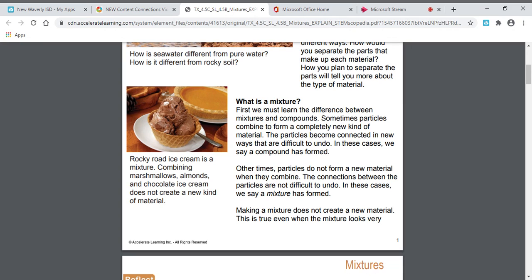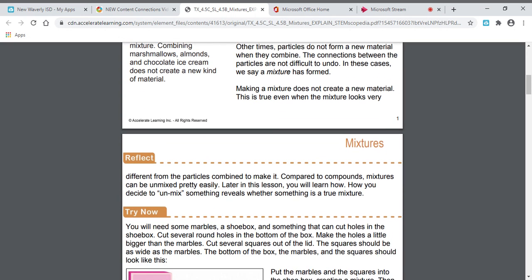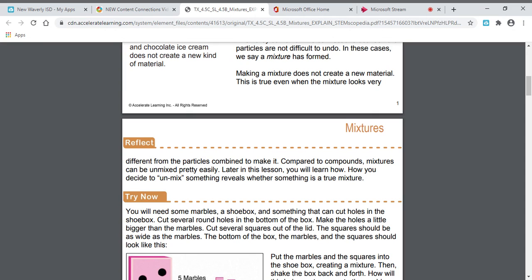Making a mixture does not create a new material. This is true even when the mixture looks very different from the particles combined to make it. Compared to compounds, mixtures can be unmixed pretty easily. Later in this lesson, you will learn how you decide to unmix something reveals whether it is a true mixture.